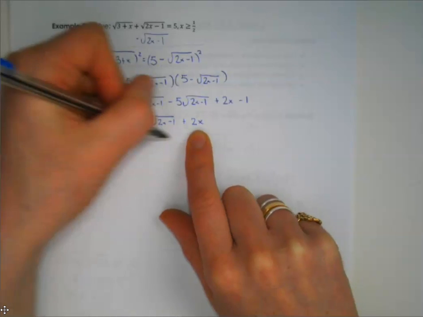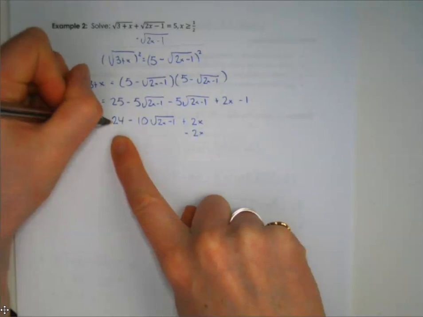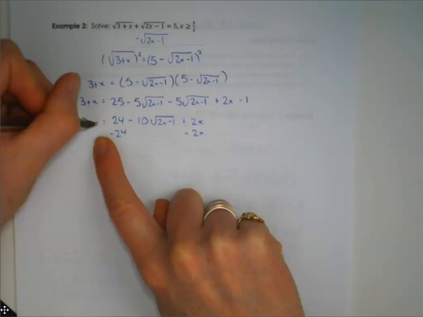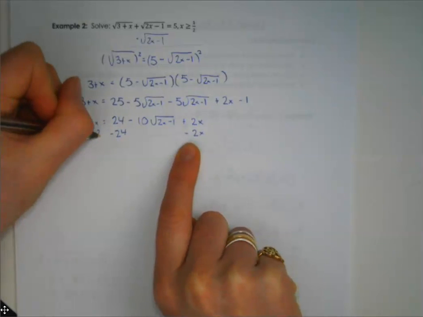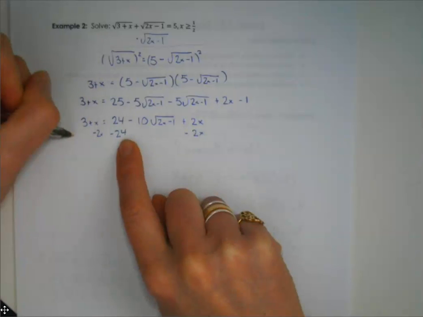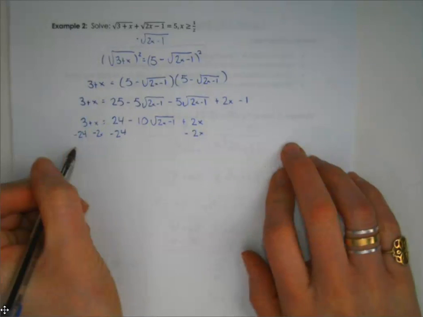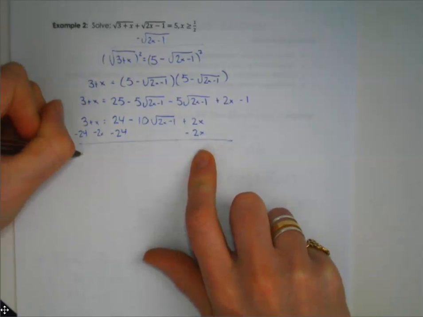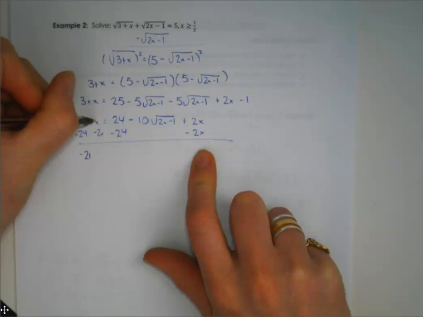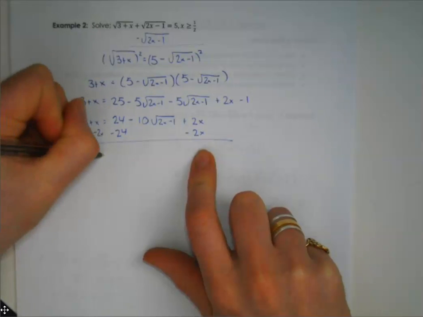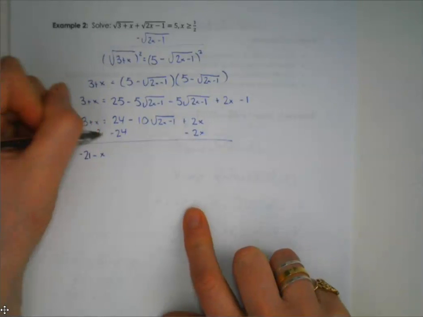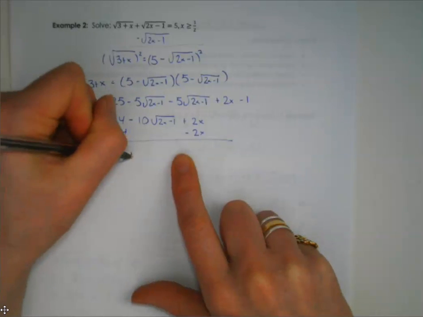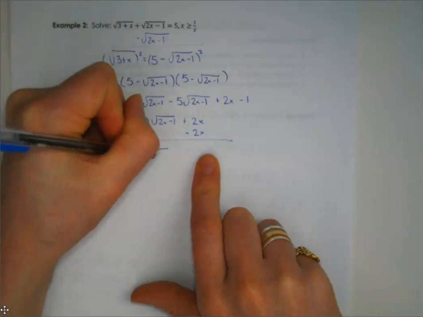We want to move the 2x away, so minus 2x. And we want to move the 24 away, so minus 24, which is going to happen to this side. So x is going to be minus 2x, and 3 is going to be minus 24. So 3 minus 24 gives us negative 21, and then x minus 2x gives us negative 1x, so negative 21 minus x is equal to, on this side we're just left with negative 10 root 2x minus 1.